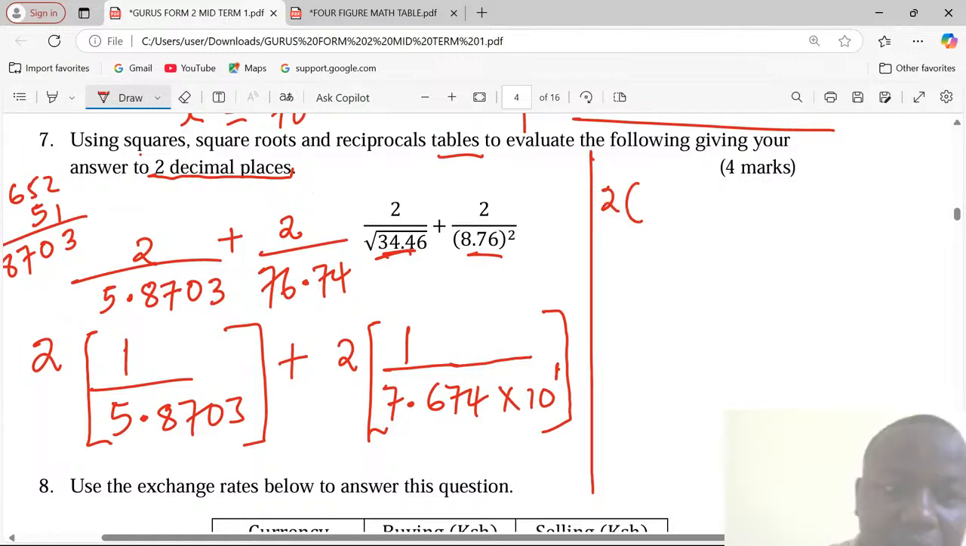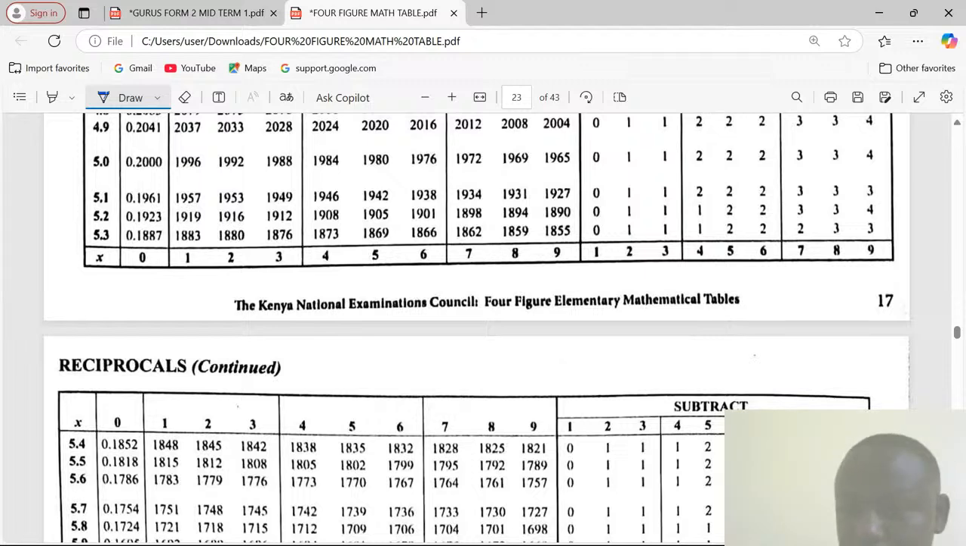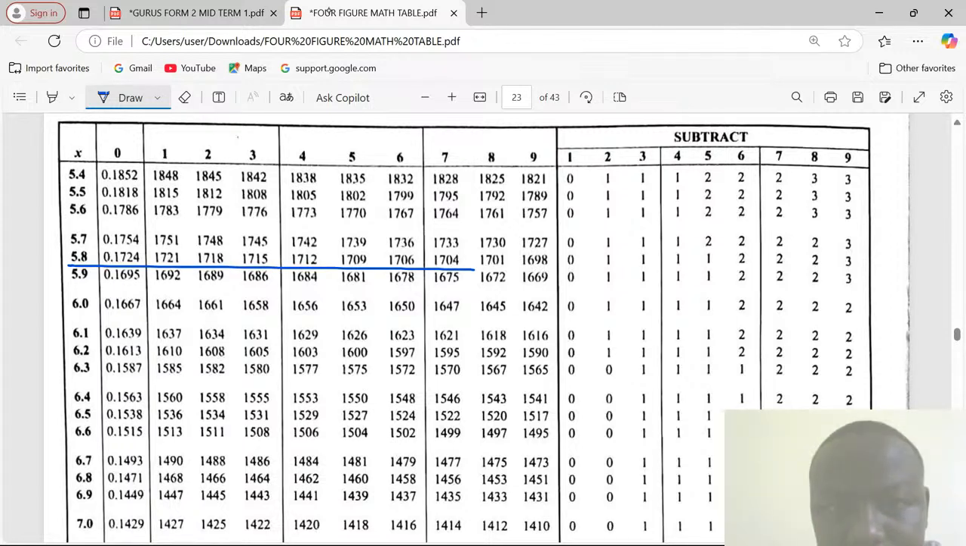So I have to take 2 multiplied by the reciprocal of 5.870. I'm going to the reciprocal tables now. 5.87: the row 5.8, I move along this row. At this point, that is the point. Remember, we are beginning with 0 point. So 1704. Then I go to the column which has 0, and automatically there is a 0 there, so here it is subtracting. In case we had found a significant figure there, we would have subtracted and not added. So 0.1704.